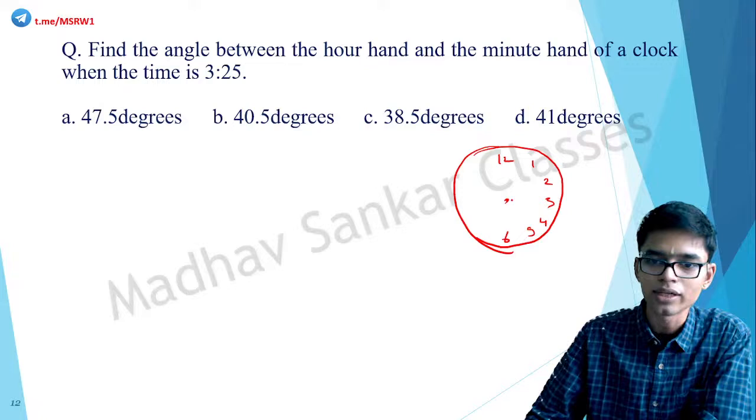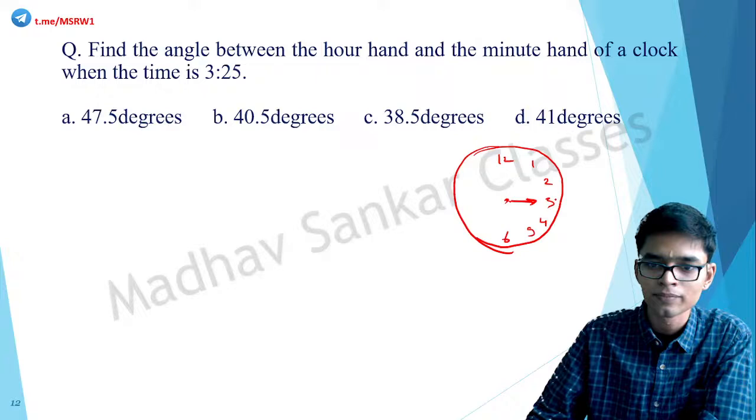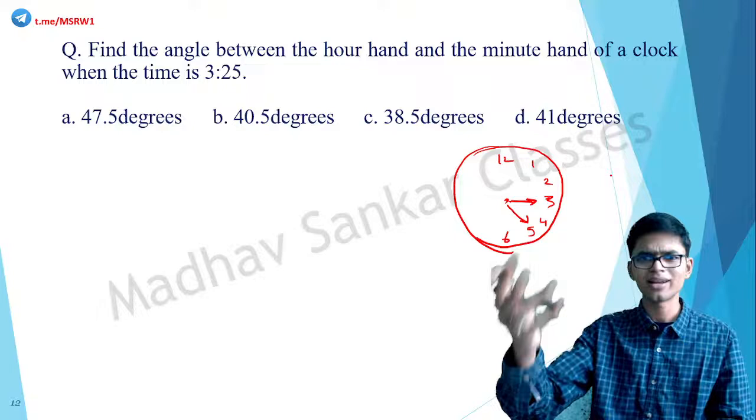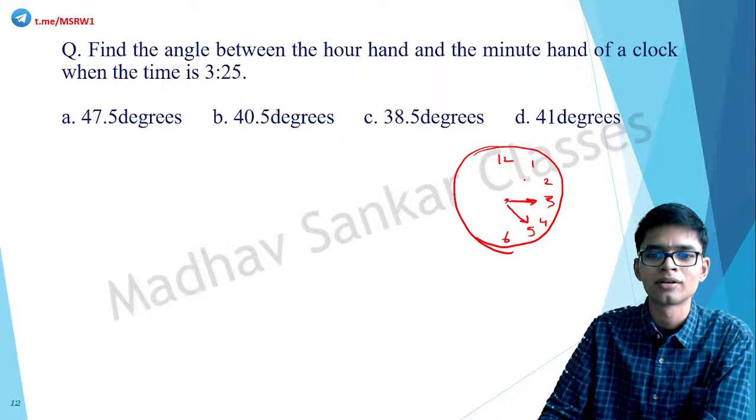Sorry. 3, and 25 means pointing towards 5. Correct. 25 means, I hope you know that, correct? 1 points to 5 minutes, 2 points to 10 minutes, 3 to 15 minutes, like that. So this would be how you draw the picture, most of you. But this is wrong. Why?